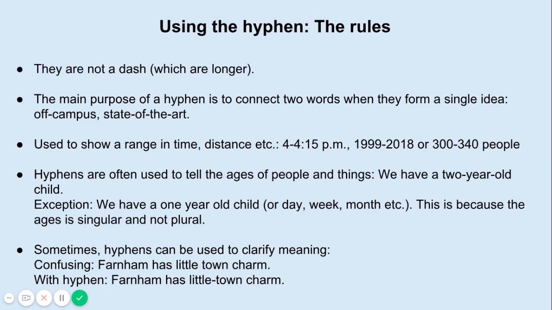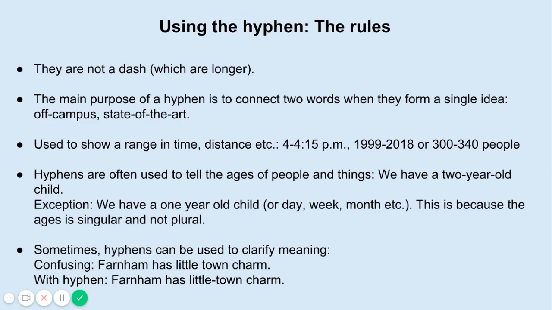Hyphens are also used to tell the ages of people and things. So, for example, we have a 2-year-old child. You might use that. But there's an exception here. We have a 1-year-old child. Notice that is only in the singular. There's no need for the hyphen because it's just a singular, it's not plural.